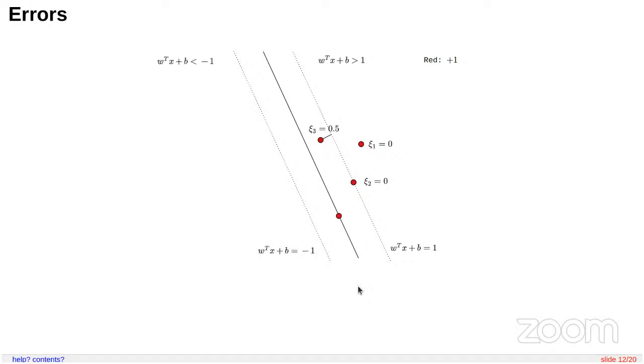E4 will be 1, right? Because it's correctly 1 unit away from this. So there are 3 more possible points. One inside this margin, one on the other side of the margin, and one beyond here. Let's call this E5. E5 is what? 1.5 or whatever. Okay, E5 will be 1.5.